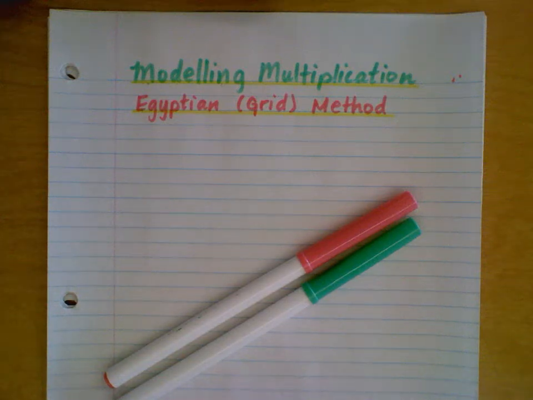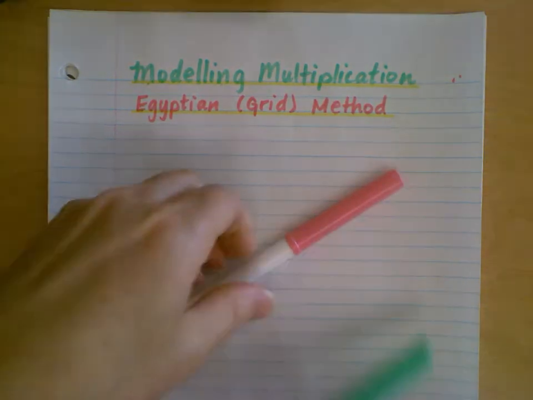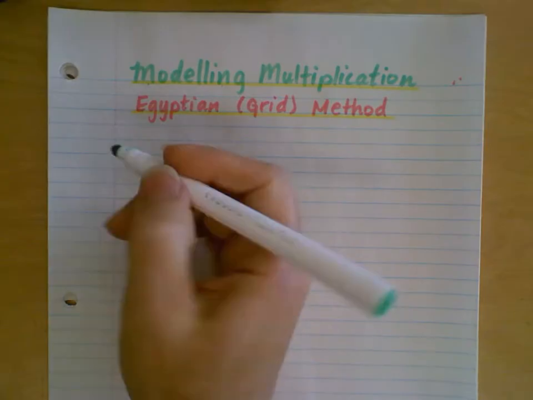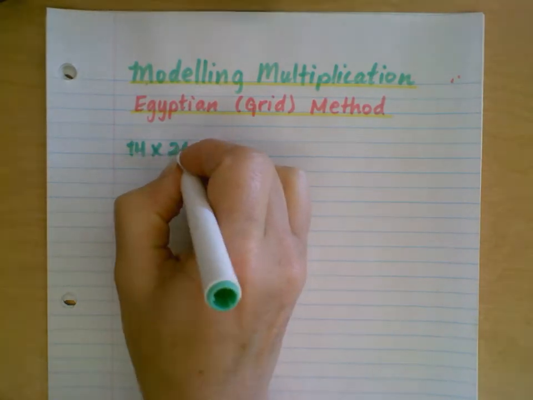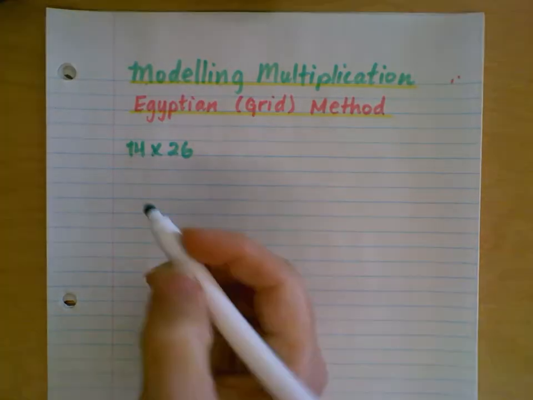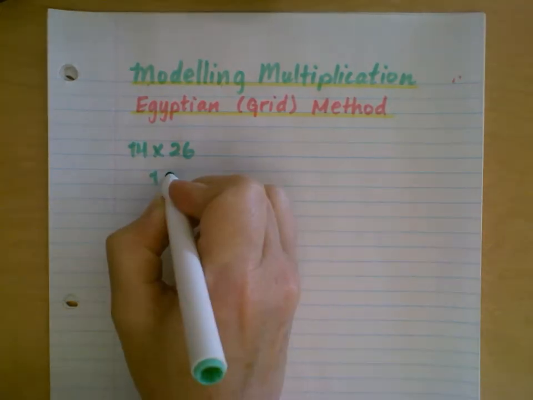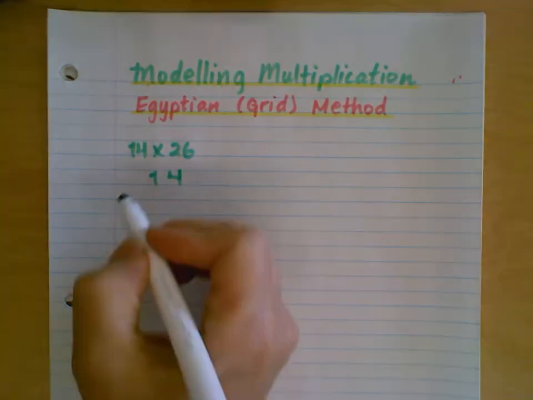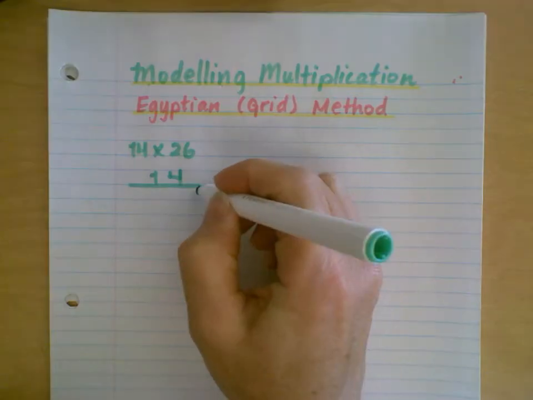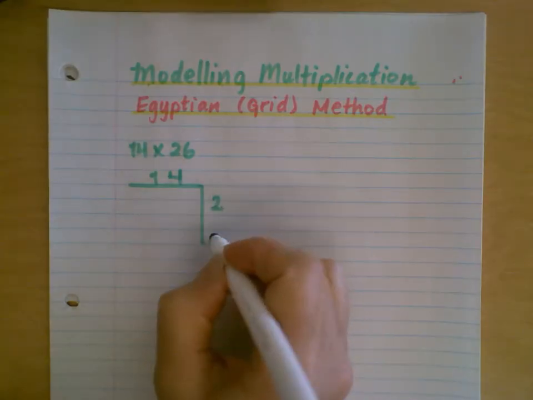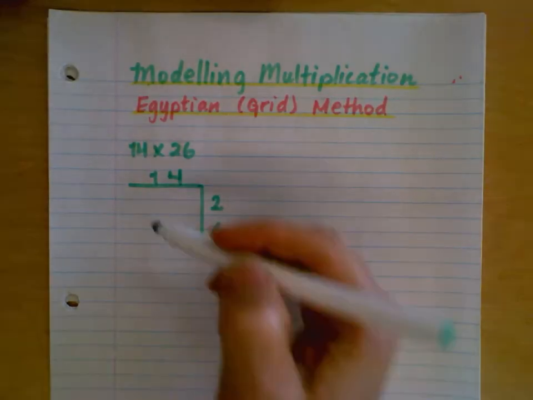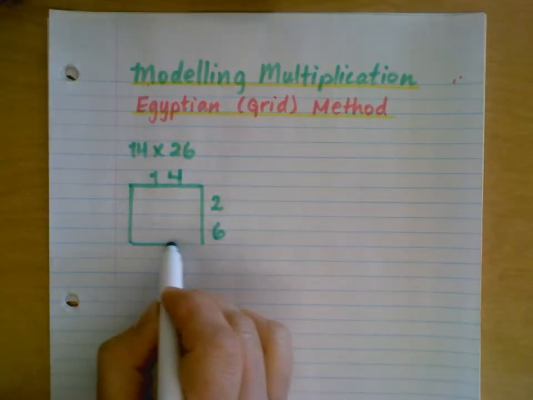In this video, I'm going to show you the Egyptian grid method for modeling multiplication of multi-digit numbers. So the first problem we're going to look at is multiplying 14 by 26. In this method, I'm going to write the first value across the top, and then I'm going to construct a little grid like this, and we're going to go 26. And I'm making it large enough just so that it's clear to see the different steps.